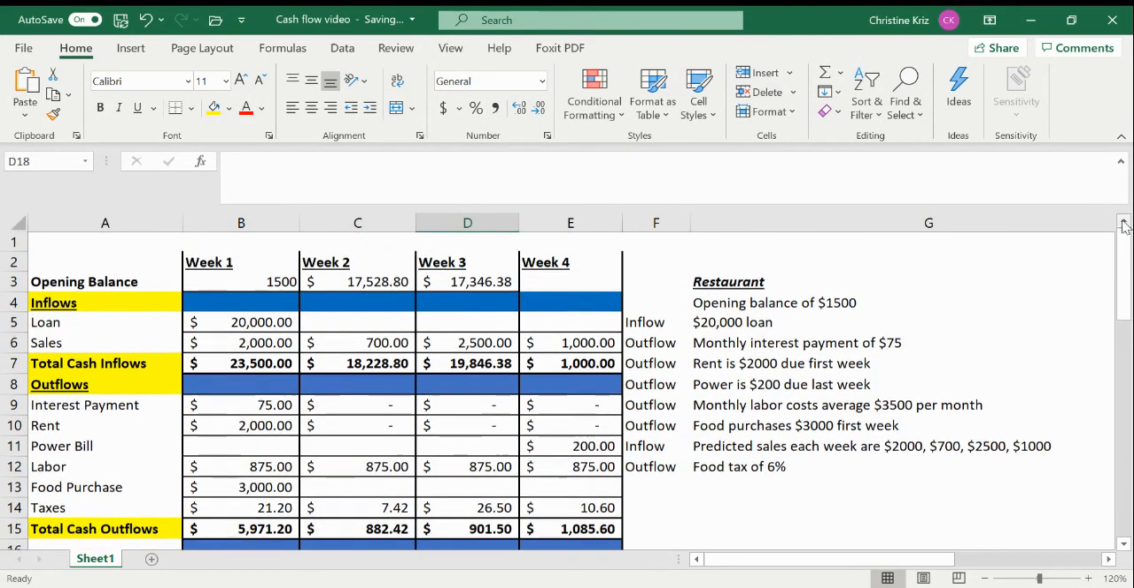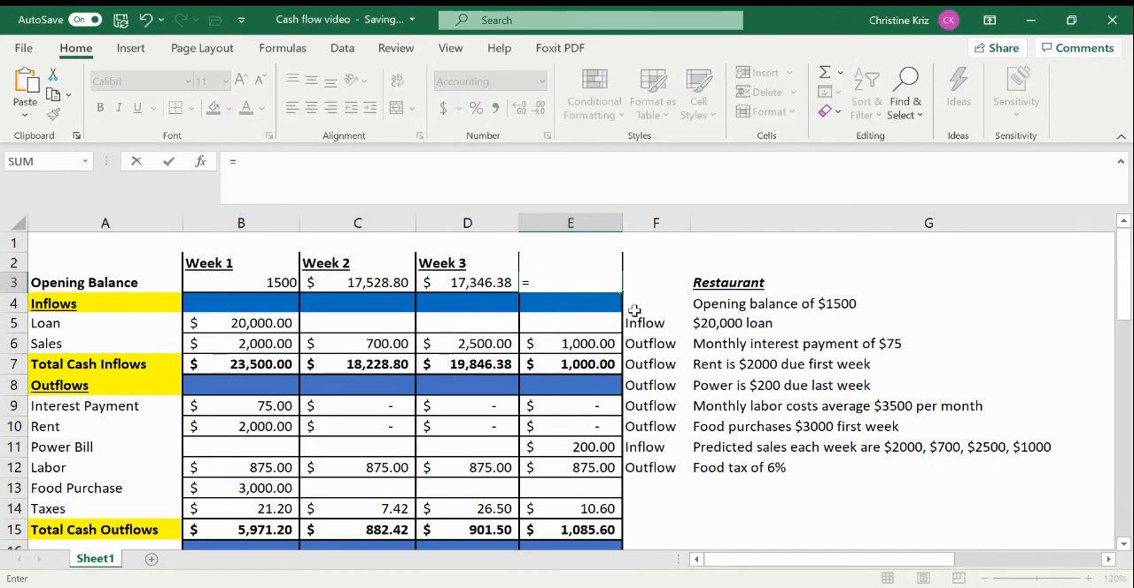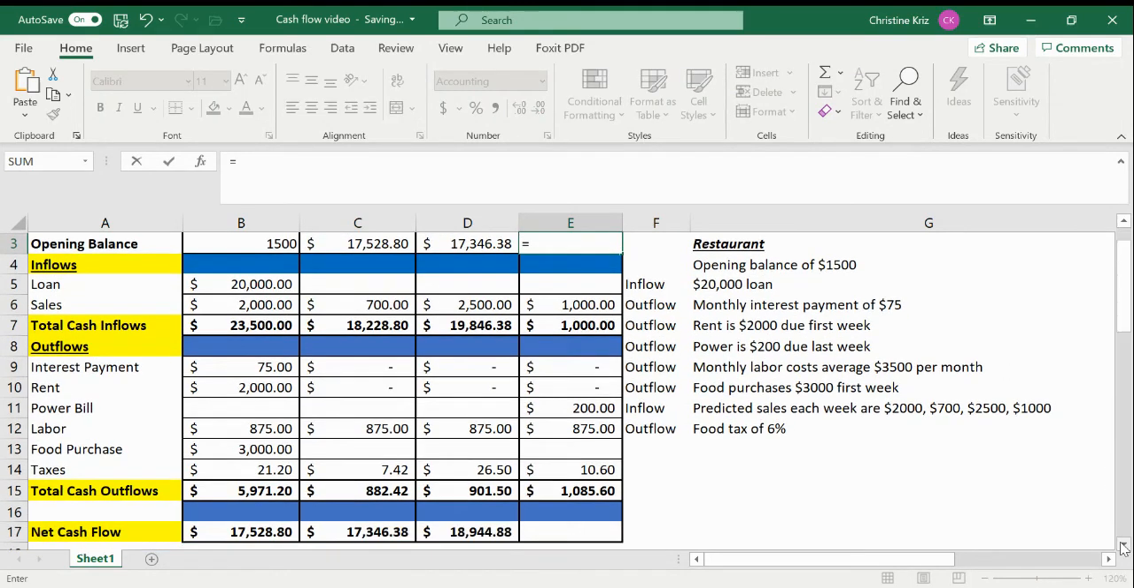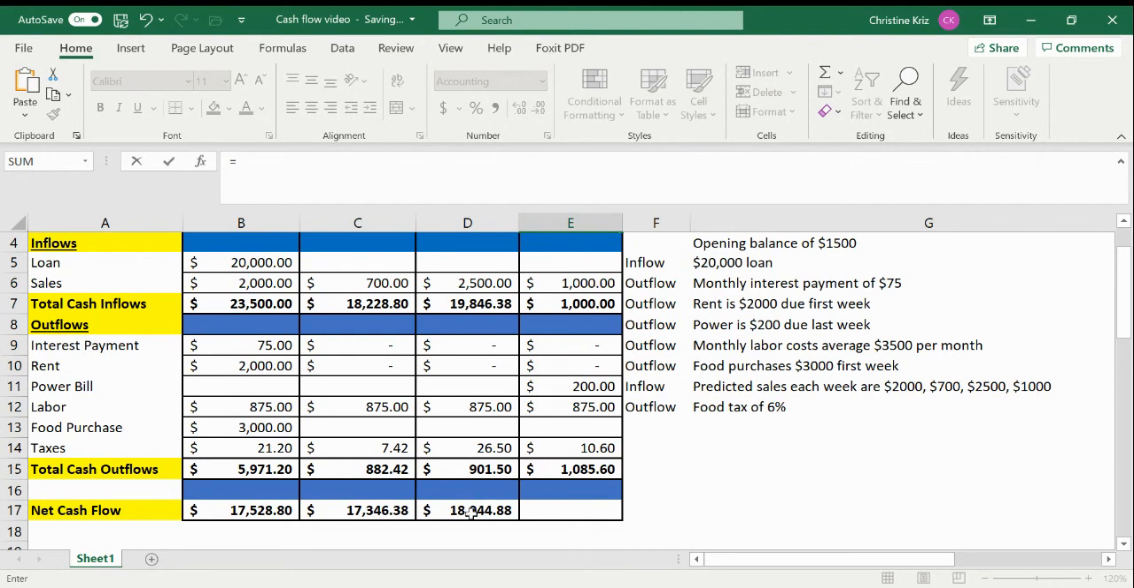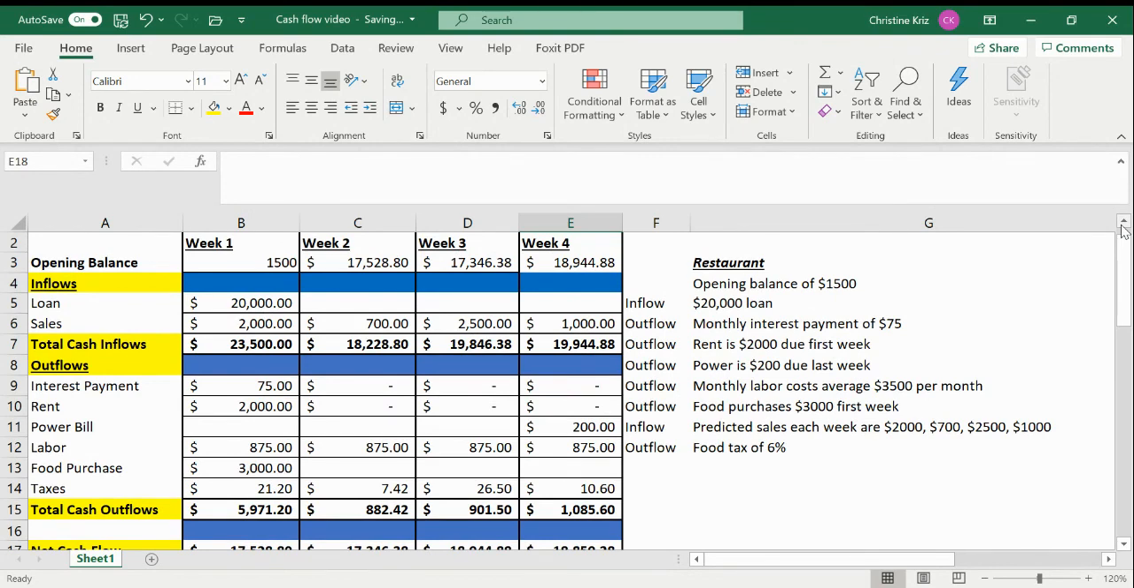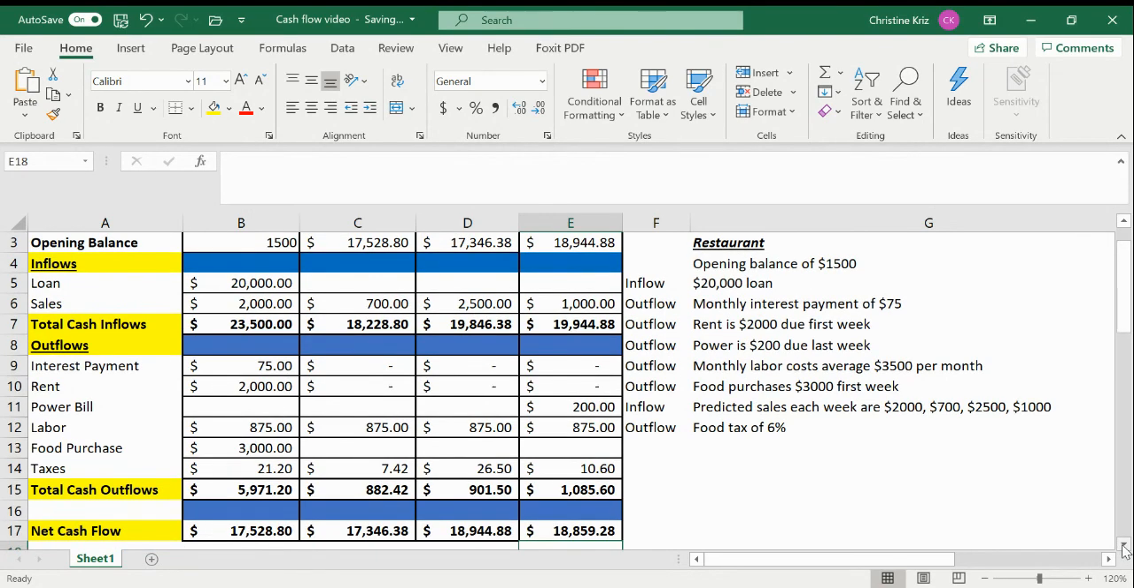For week 4, we're going to come up and we want it to be the ending balance of week 3. So we're going to hit equals. We're going to go down to that ending balance of week 3. We're going to put the dancing ants and hit enter. And then again, our net cash flow is going to be our total inflows, which is right here, minus our total outflows. So now, folks, you can see for each of the weeks what your balance will be at the end. This is a projection.